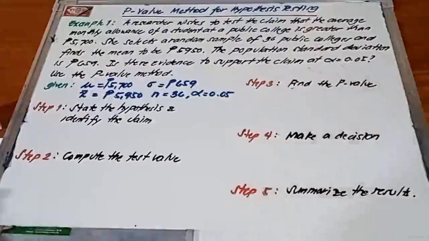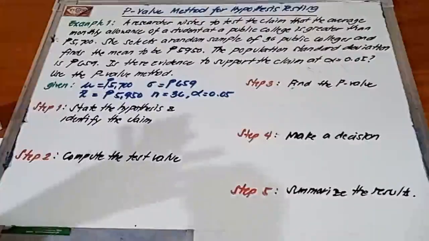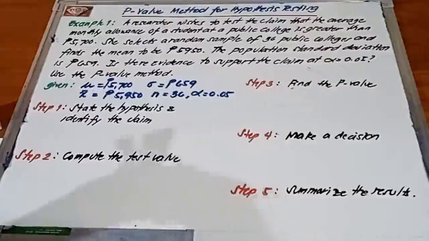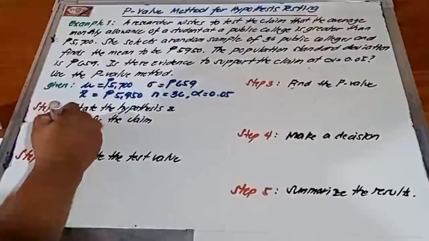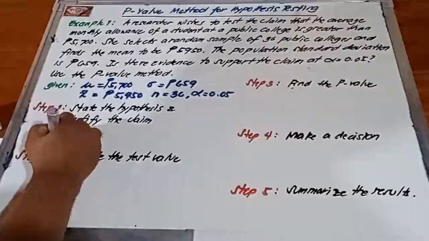So, alamin natin kung tama yung sabi ng researcher na ang monthly allowance ng isang estudyante sa public college ay higit sa 5,700 pesos, and that is the claim of this researcher. So the first step is we're going to state the null and alternative hypothesis. So nabanggit ko na yung claim kanina. So we have the null and we have the alternative.